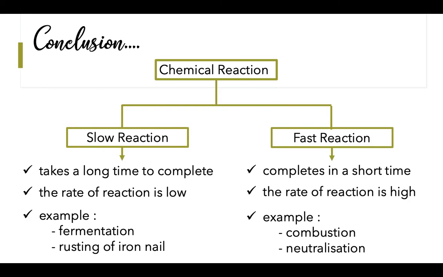First of all, we have learned that there are two types of chemical reaction, which are slow reaction and fast reaction. For a slow reaction, it will take a long time to complete, thus the rate of reaction will be lower. Perhaps you can recall several examples for a slow reaction such as fermentation and rusting. And as for a fast reaction, it will complete in a shorter time, thus the rate of reaction is said to be higher. Examples for a fast reaction, like we had just discussed, are combustion and neutralization.